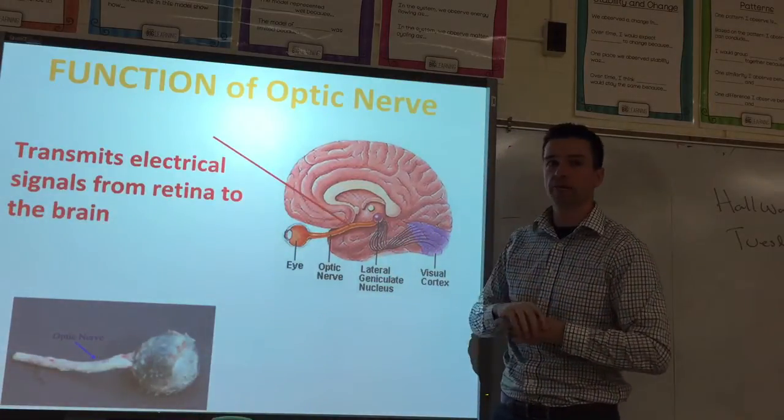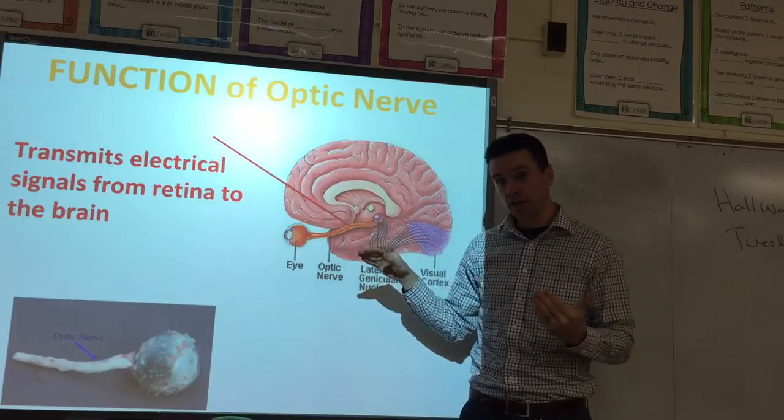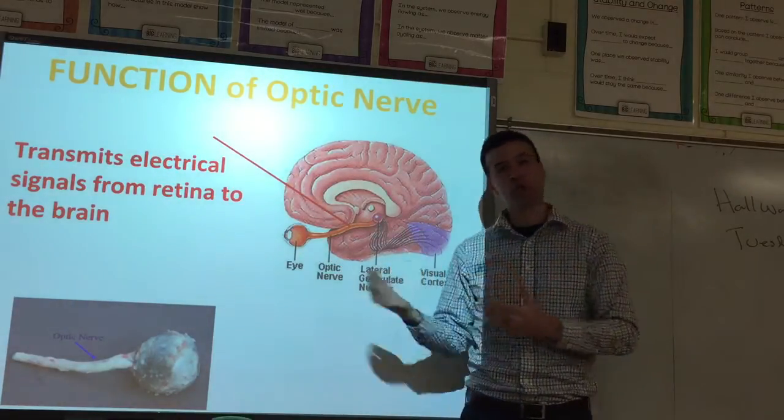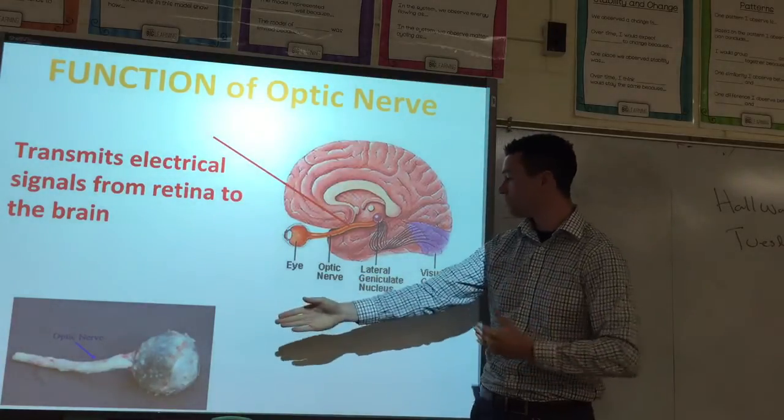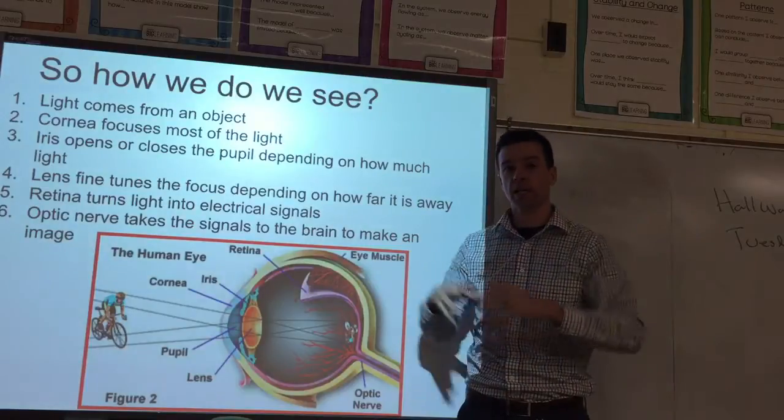So the main function of the optic nerve is it carries the electrical signals that the retina just created from the retina to the brain. Again, it's that major highway. So that is your optic nerve, okay? All right, so this is kind of like the summary.